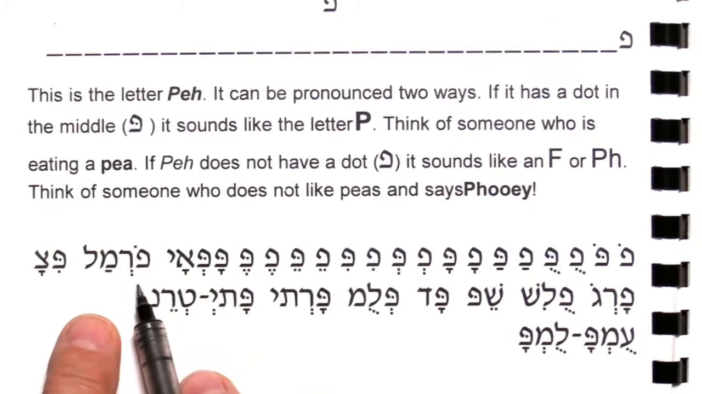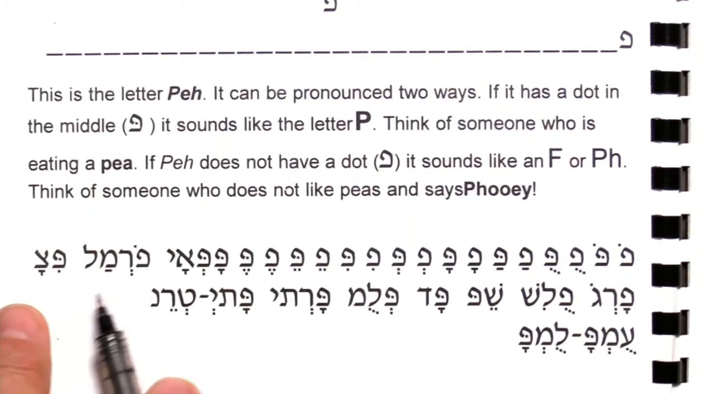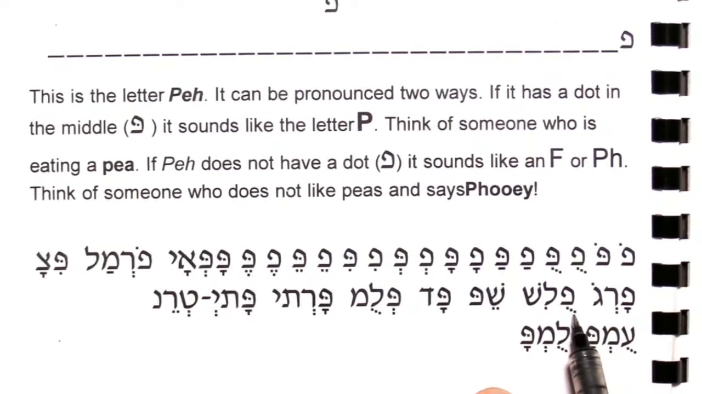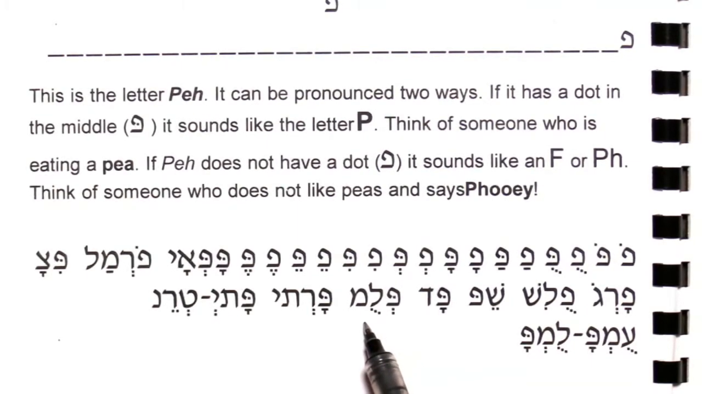Popeye. Formal. Pizza. Fargo, like the city up in, is it Dakota? One of the Dakotas? Foolish. Shape. Pod. Plume. Party.